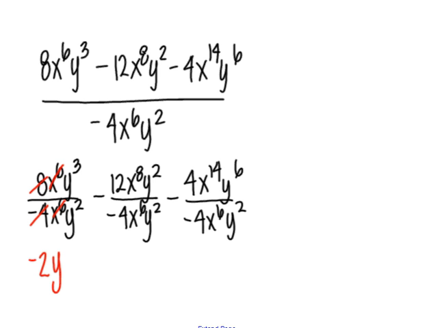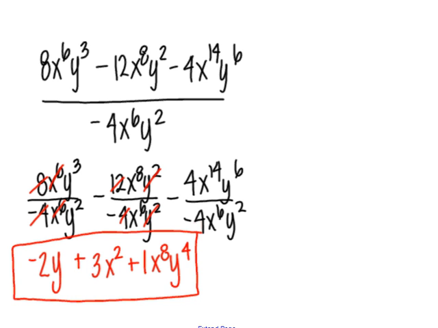In the next term, two negatives make a positive. 12 divided by 4 would give me 3. Subtracting the x's, that gives me x squared, and the y's cancel out. Two negatives on the back make a positive. 4 divided by 4 would be a positive 1. Subtracting your x's, you would get x to the 8th. Subtracting your y's, you would get y to the 4th. And that is your answer. Since 1 in that last term is a coefficient, you don't have to write it, but you can. And that's what it would look like.